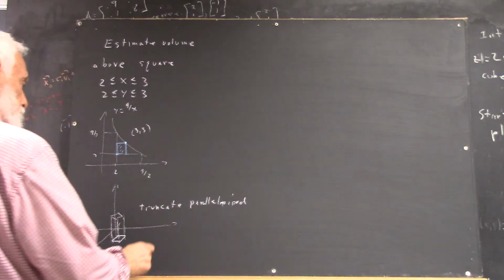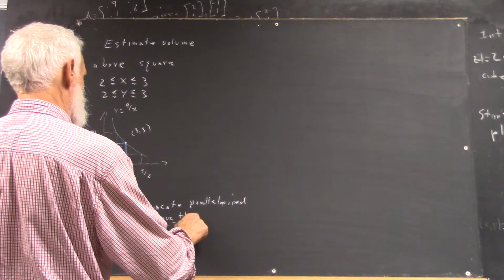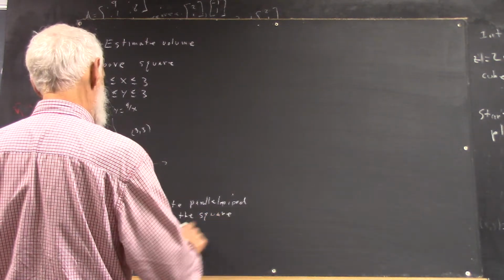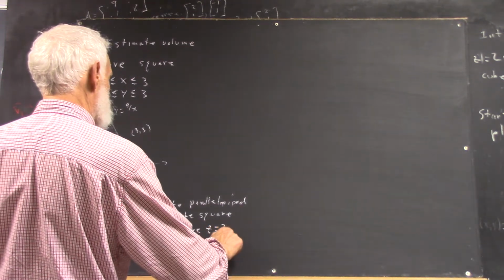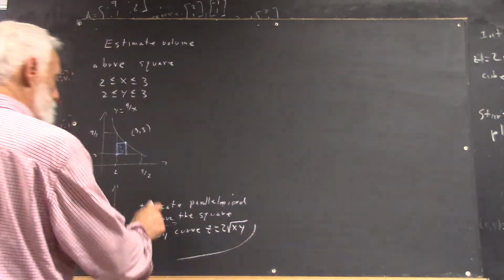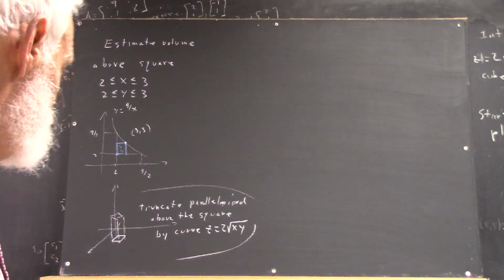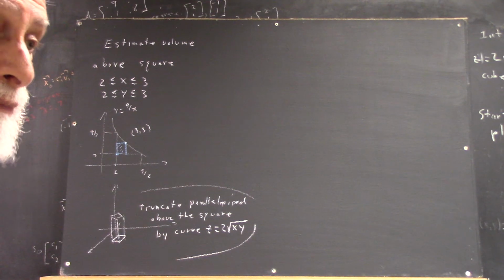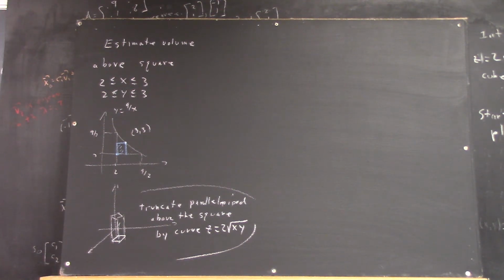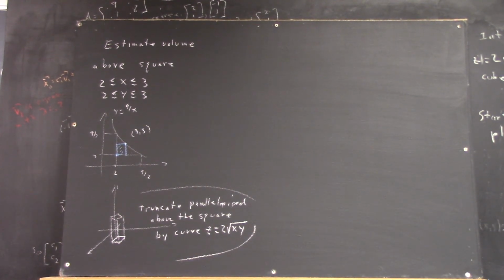Truncate the parallelepiped above the square by the curve z equals 2 square root of xy. And give me the dimensions. And you know that you can also calculate the normal and all that other stuff, right? But mainly I want the dimensions and an estimate of the volume.